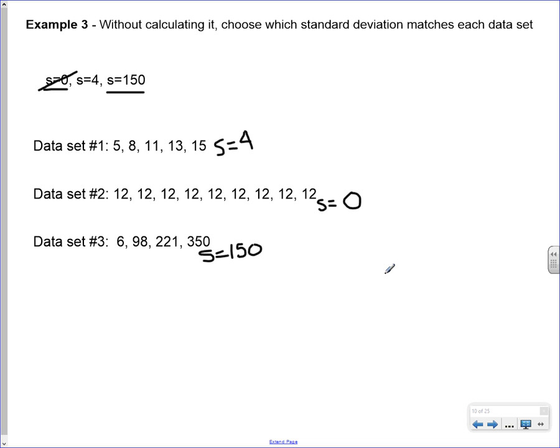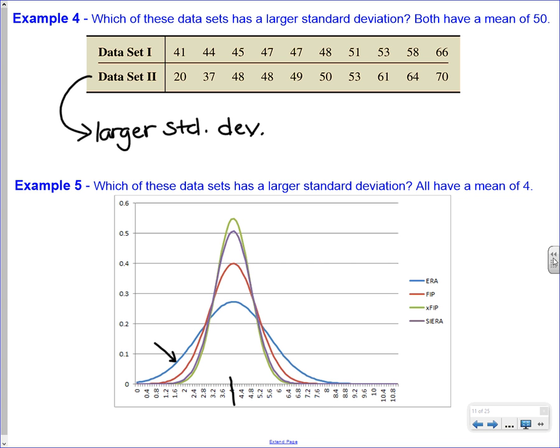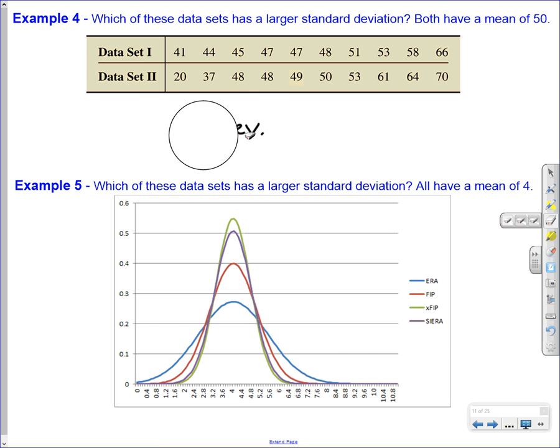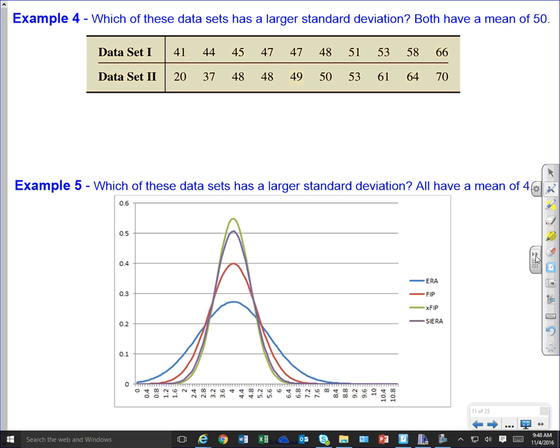And so that's how we would just be able to match our standard deviations. Now, what about if I'm looking at this? I guess I should have erased these first. But that's okay. You're probably looking at the notes that already have the answers on it anyway. But looking at these two data sets, which of these data sets has a larger standard deviation?